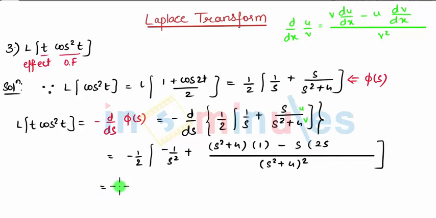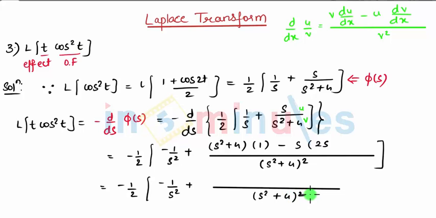Which finally gets minus 1 by 2 times minus 1 by s square plus, in the denominator, s square plus 4 the whole square, and here the numerator becomes s square minus 2s square, and that's my final answer. Now I'll do one more sum on this, where you can understand exactly what happens when more than one effect is there in a sum.